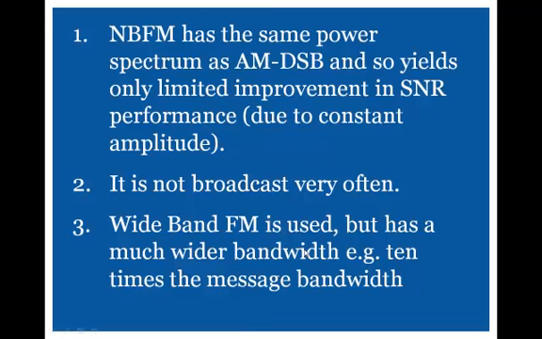The narrowband FM has the same power spectrum as amplitude modulated double sideband, and so it only gives us a very small improvement in SNR performance. The signal to noise improvement is due to having the constant large amplitude. It is not broadcast very often, but it's often used as an intermediate stage on the way to producing wideband frequency modulation. Wideband FM has a much wider bandwidth, up to 10 times that of the message signal, but gives you very good quality signal reproduction.